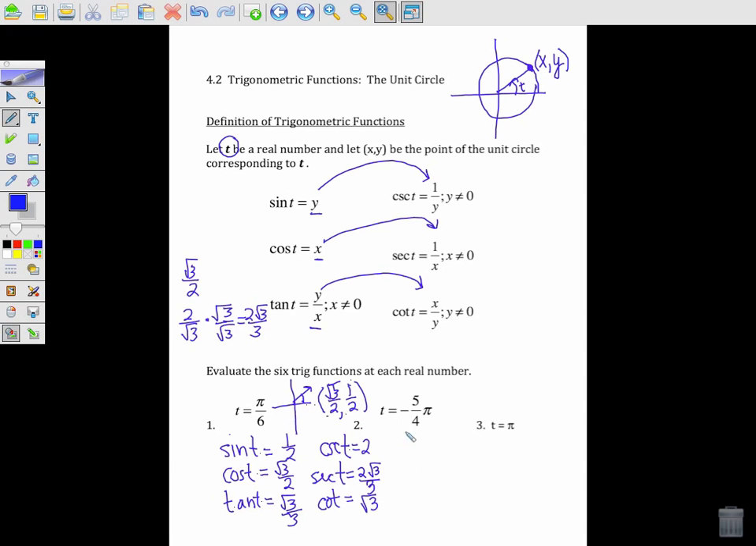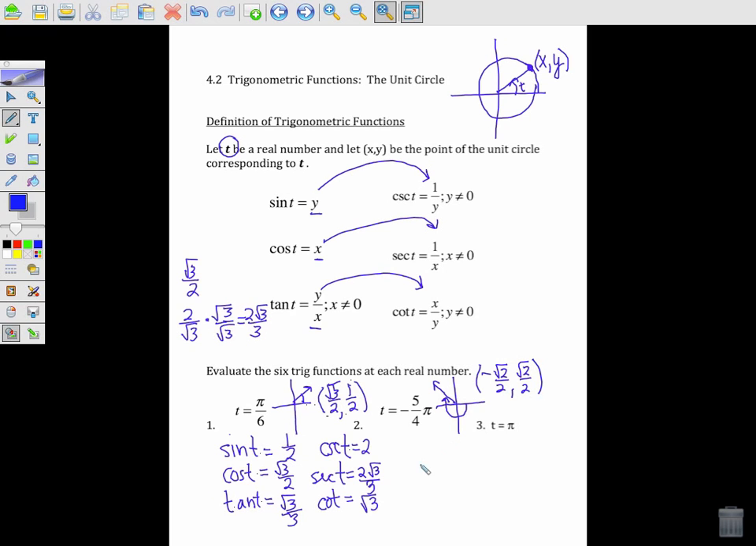All right, number 2 here, we've got negative 5/4 pi. So just to get an idea of where that's located, it's going to be right here in the second quadrant. We're going clockwise around from 0. The ordered pair that is attached to that would be (negative root 2 over 2, positive root 2 over 2).